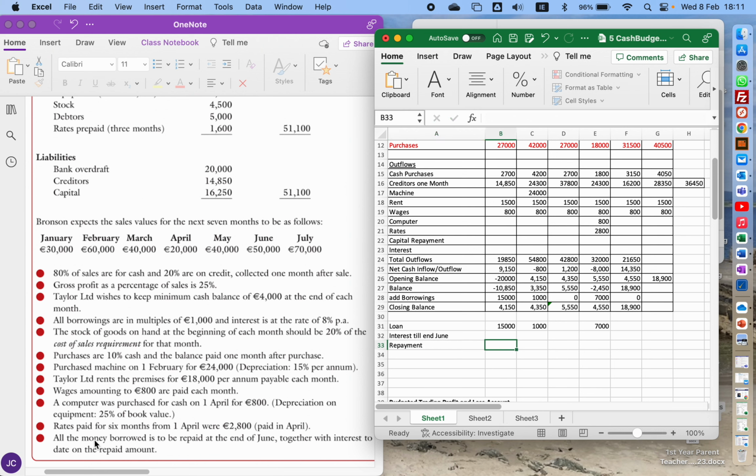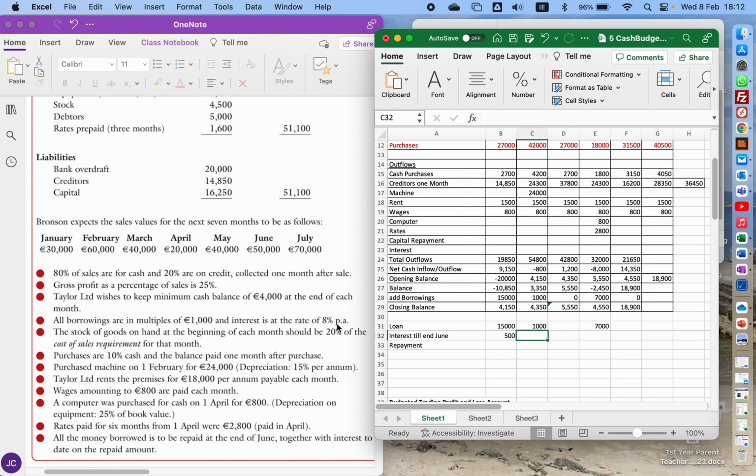So I'm going to repay the 15 grand along with the interest. So I borrowed my 15 grand at the end of the first month. So I'll be paying interest for February, March, April, May, and June. So that'll be 5 months. How much is the interest? The interest is 8% a year. So my interest is going to be 15 grand times 0.08, that's 8% a year, and then times 5/12, so that's 5 months worth of interest.